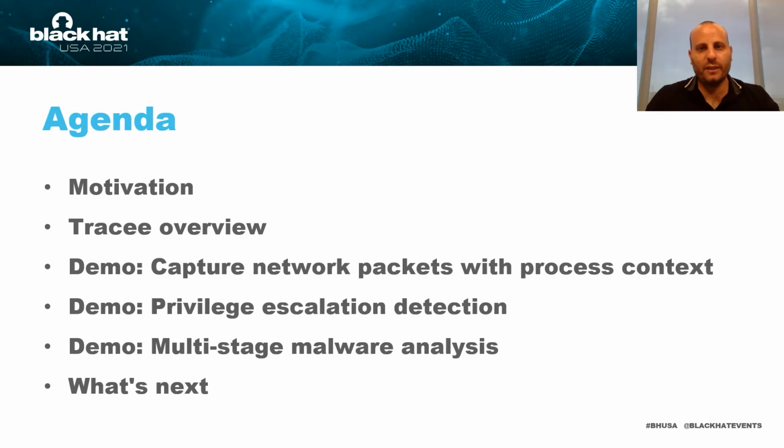So we'll start by presenting the motivation for creating Tracee. Then we will give an overview of the project. We will go through some examples and use cases and present several demos. The first demo will show a new feature recently added to Tracee that enables us to capture network packets with process context. We'll then show how Tracee can be used to detect privilege escalation made by a real kernel module rootkit. In the last demo, we will analyze a real multi-stage malware which performs dynamic unpacking and fileless execution. We'll finish the presentation by showing some of the future direction for the project.